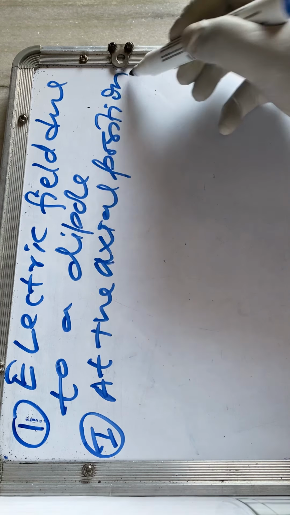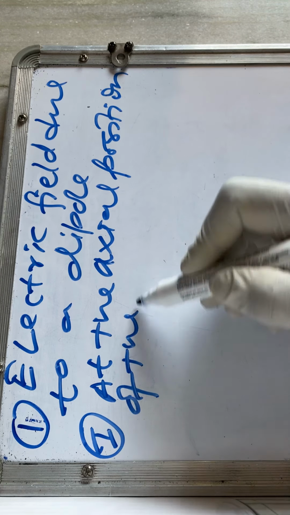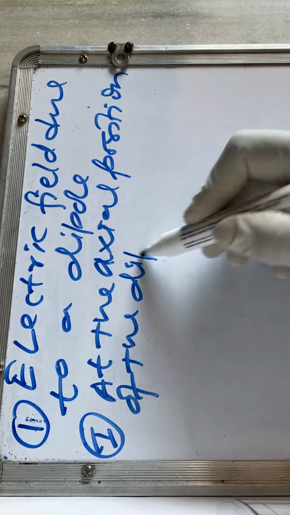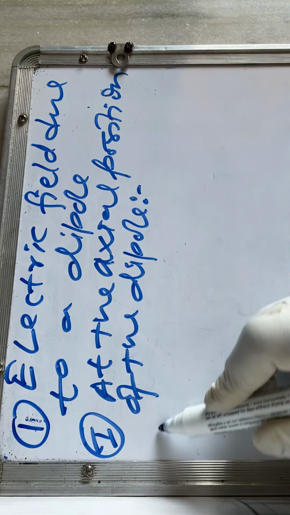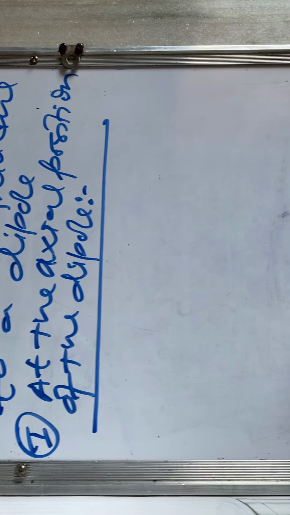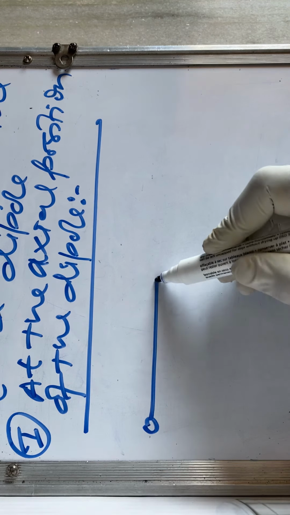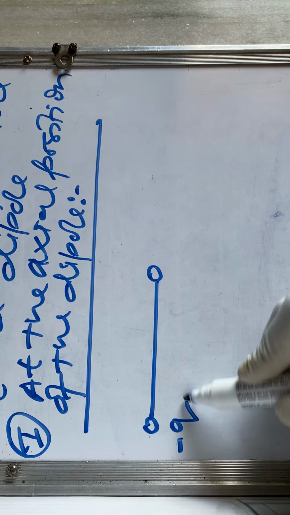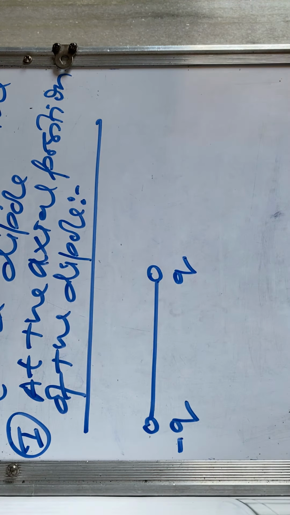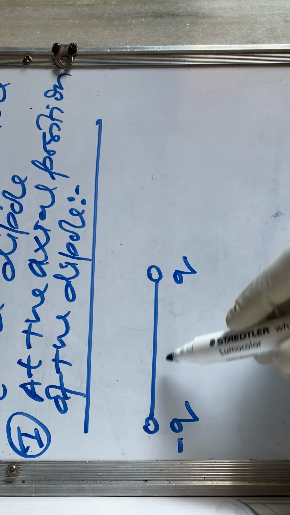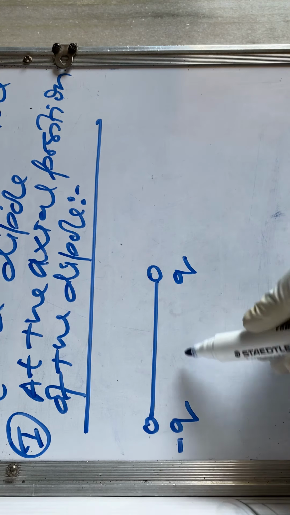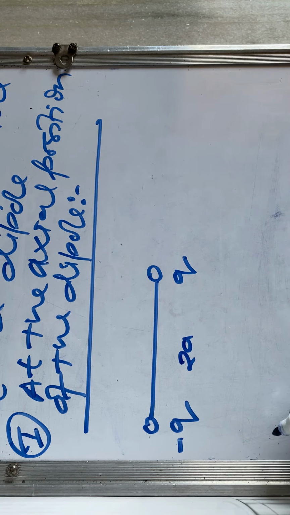At the axial position of the dipole. Axial position means along the axis of the dipole. What is the axis of the dipole? Let's consider this is minus q and plus q. This is a dipole. For convenience, we'll take the distance between them as 2a.